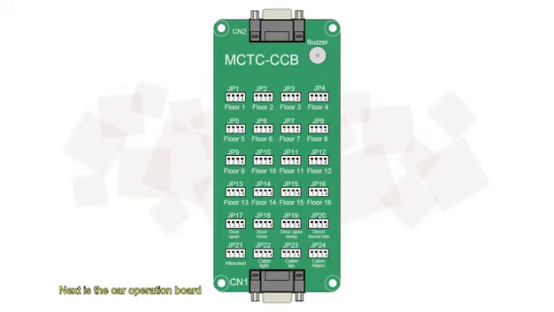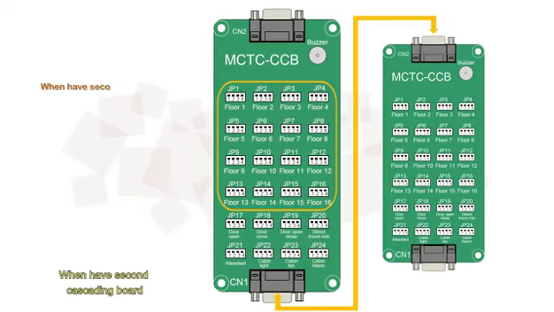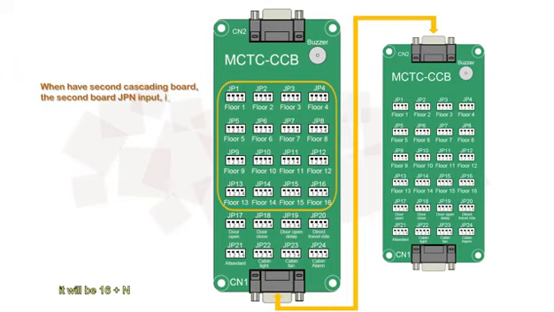Next is the car operation board, used for receiving signals from car operation buttons. JP1 to JP16 is 1 to 16 floors button input. When there is a second cascading board, the second board JPN input will be 16 plus N.